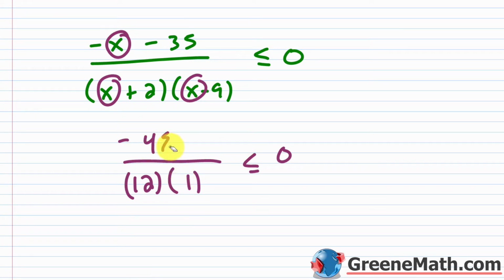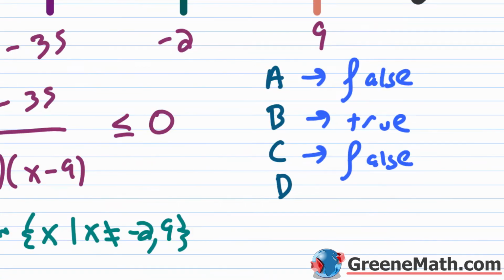And this is over 12 times 1, which is just 12. Now, just looking at the sign, we know it's going to be negative, right? And a negative is always going to be less than 0, so this would be true. For the sake of completeness, if you just want to reduce this, well, -45 would be divisible by 3. This is basically -15. And 12 is divisible by 3. This is 4. So this is -15 over 4 if you want to calculate it. And of course, that's still less than 0. So this is a true statement. So we can say that this one is true.